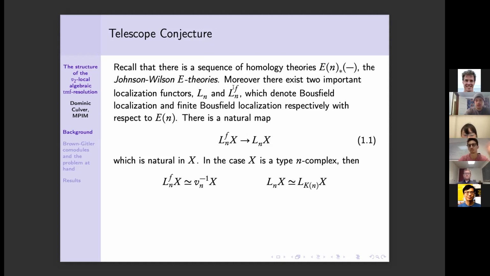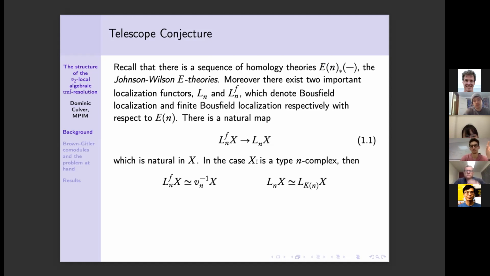And so there are these two different Bousfield type localizations, but there's always a map relating these two things. There's always a map from the finite localization to the usual localization, and it's natural in X. In the case when X is a type n complex, these two Bousfield localizations actually have fairly nice descriptions. In the case of the finite localization, it's just the telescope on X.